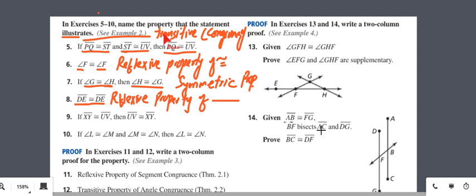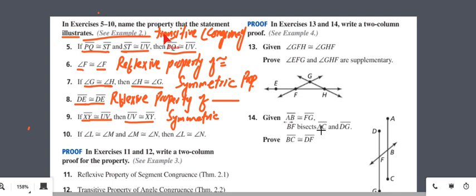Okay. In question number 9, it says that if line segment XY is congruent to line segment UV, then UV is congruent to XY. This is the symmetric property of congruency of line segments. It is an analog of question number 7. That was for angles, and this is for line segments.